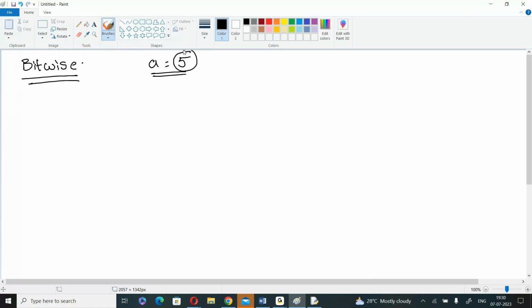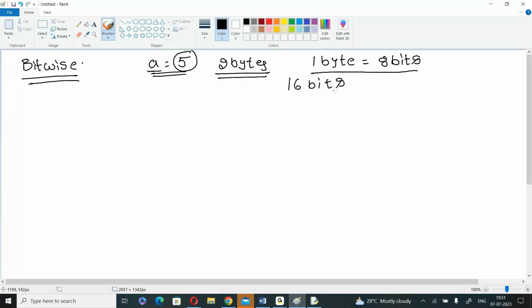Without memory, where is the value stored? So some memory is allocated. For example, assume 2 bytes of memory are allocated. Byte means, I think everyone knows, but anyway, I will explain: 1 byte is equal to 8 bits. For example, your system allocates 2 bytes of memory for storing the variable a. 2 bytes means a total of 16 bits of memory is allocated.